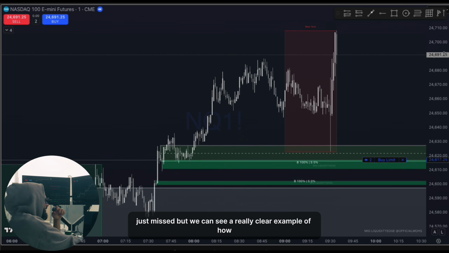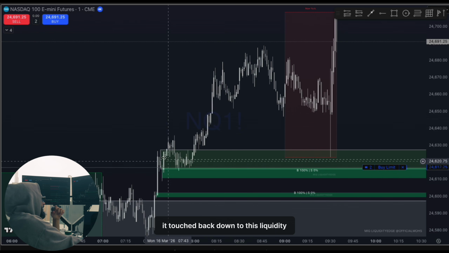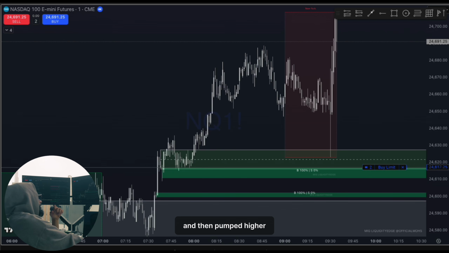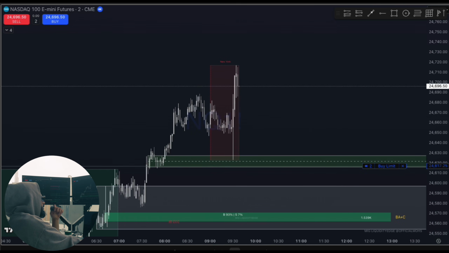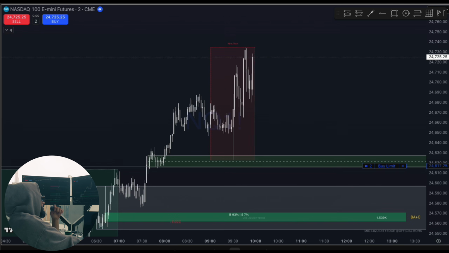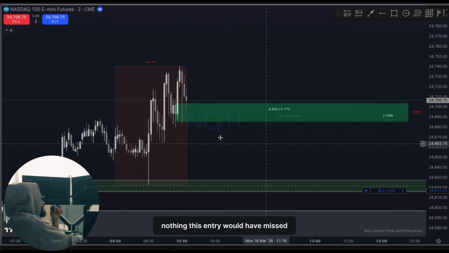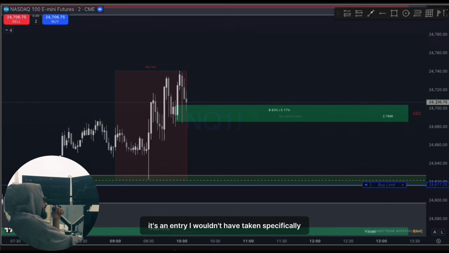Just missed, but we can see a really clear example of how it touched back down to this liquidity and then pumped higher. Go over to a 2 minute to see if anything was formed. Nothing. This entry we would have missed. It's an entry I wouldn't have taken specifically.